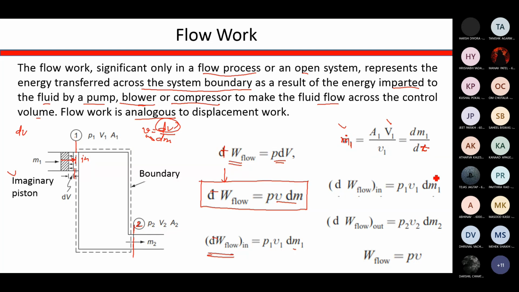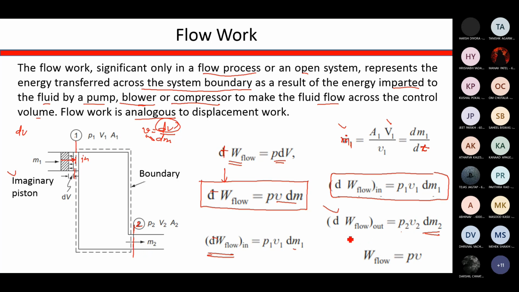So I can write this expression d bar W flow in, which is P1 v1 dm1, and similarly I can write the same expression for the work done at the outlet here. It will be given as P2 v2 dm2, where dm1 is the mass entering at inlet 1 and dm2 is the elemental mass exiting from this outlet 2, right?